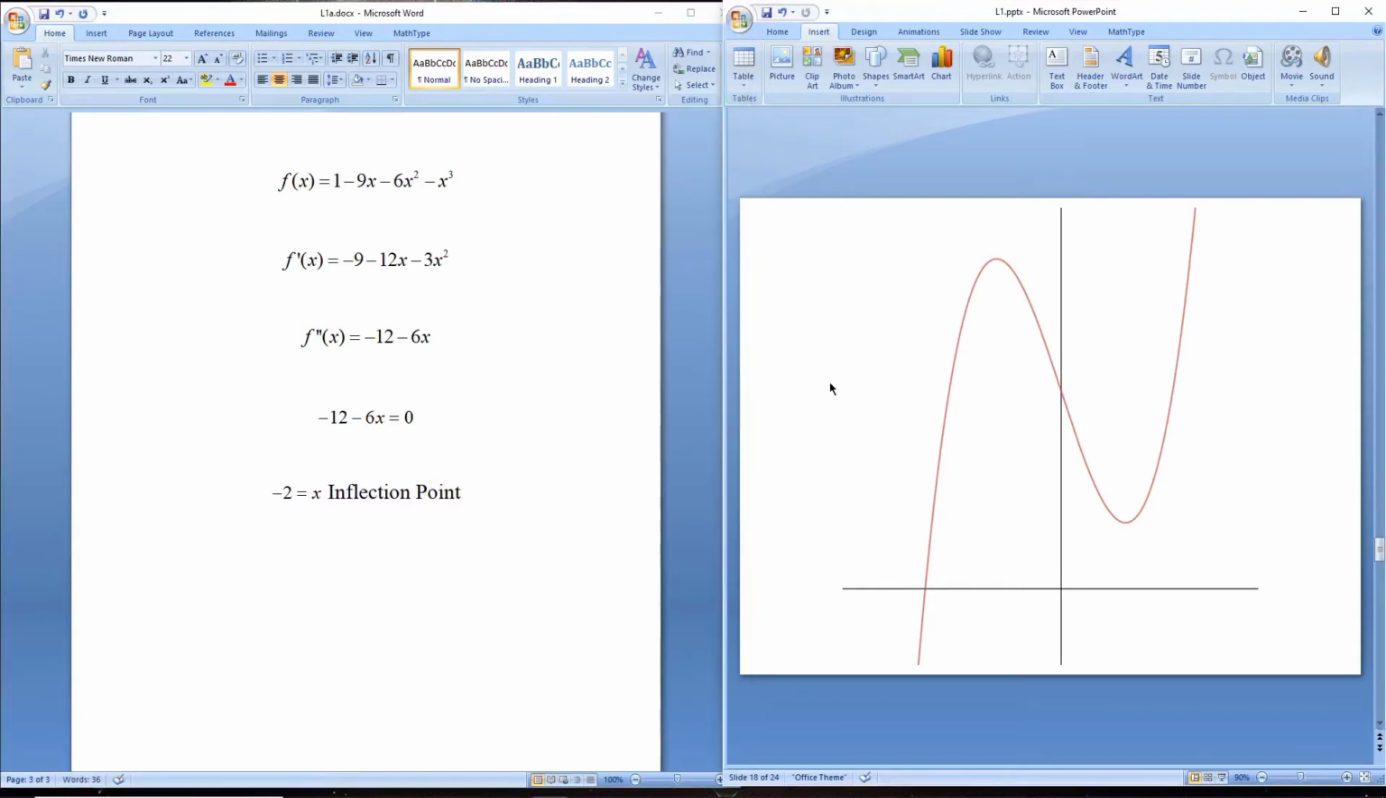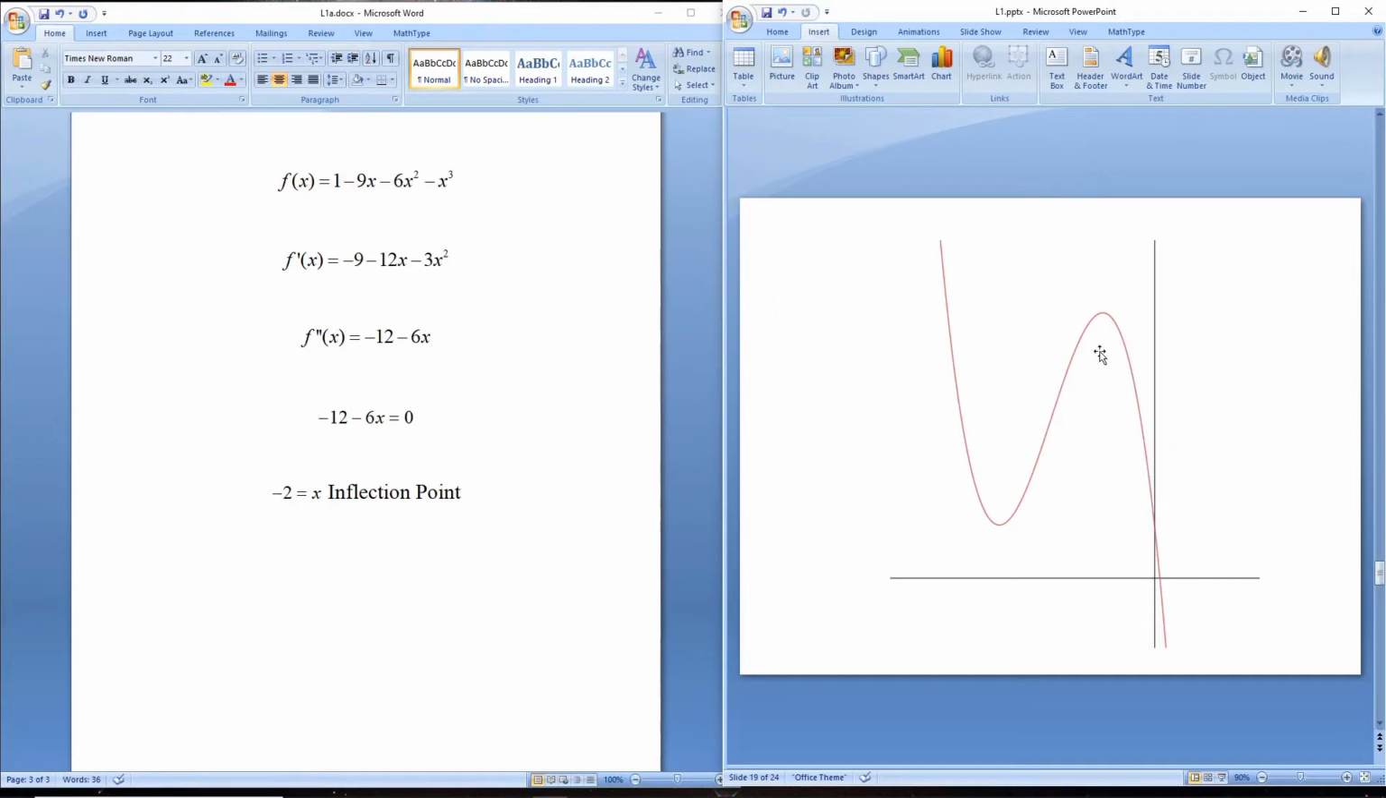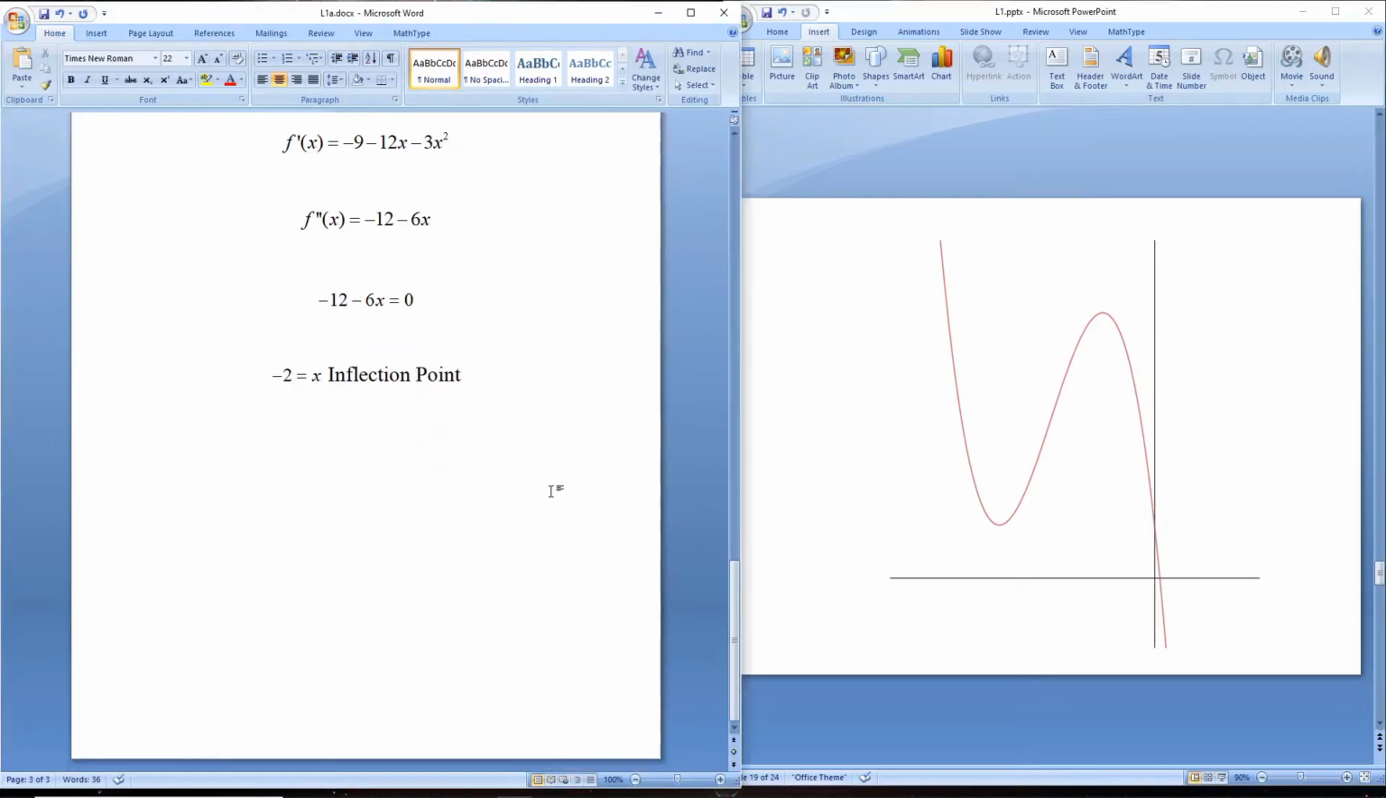We can take a look at what that graph looks like. And here it is. So starting from the left, this can hold water, concave up. And then a change happens right here. Where is this? It's at minus 2. So right here at an input of minus 2, the function changes concavity and is now concave down. And that's our answer.